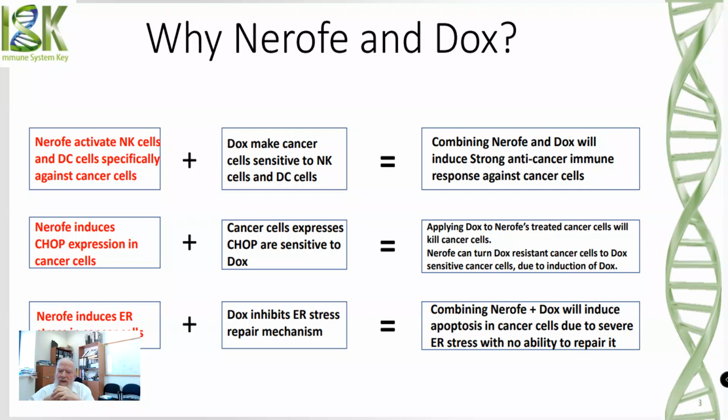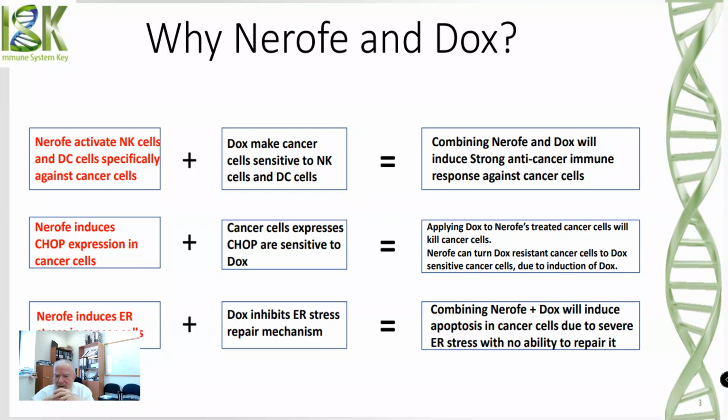Second reason why we added Nerofe to low dose doxorubicin: Nerofe induces CHOP. CHOP is a protein that is strongly expressed in cells under ER stress conditions. It turns out that cancer cells that express CHOP are highly sensitive to doxorubicin as well. So again, the combination has very strong anti-cancer capabilities.